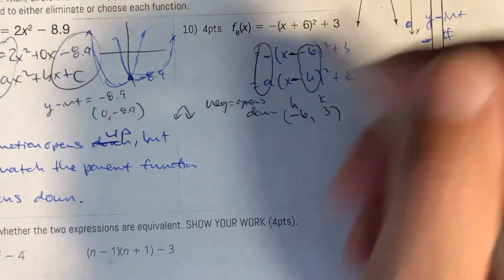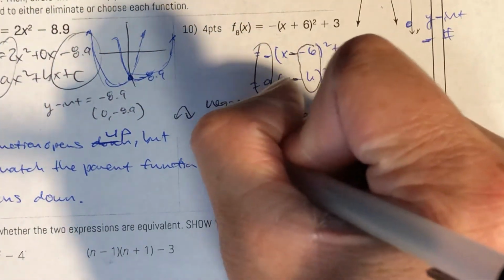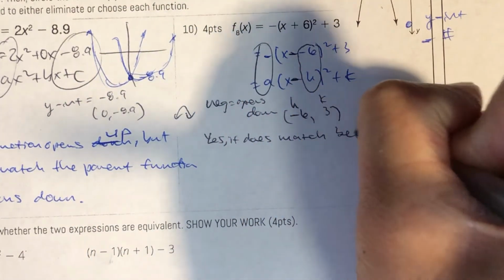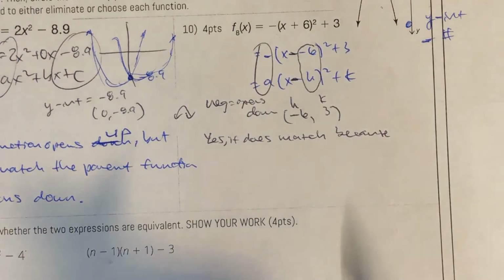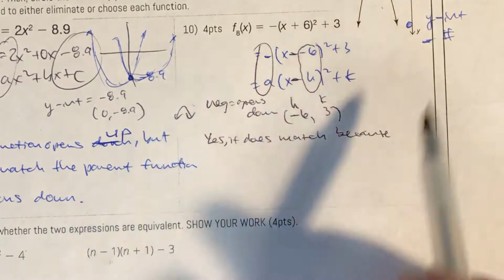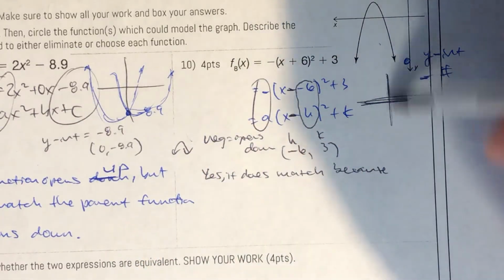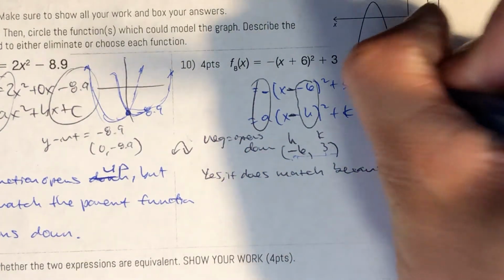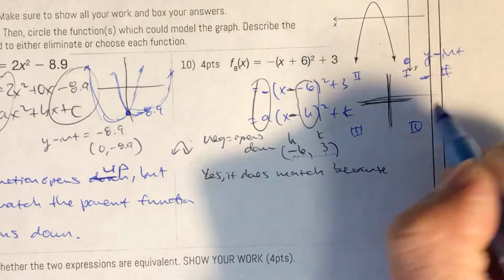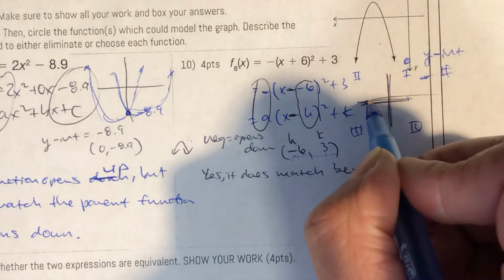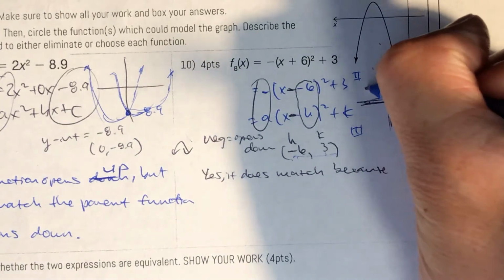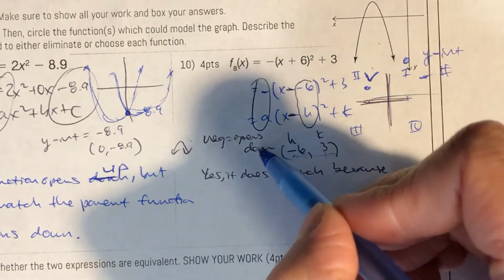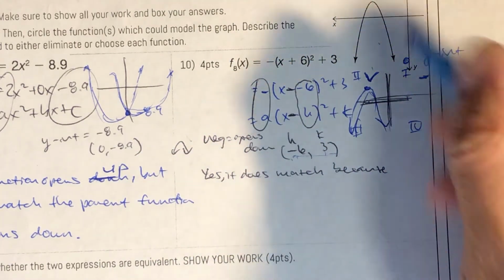So, does this graph match? Yes. Does match because we didn't graph it, so let's graph this one. Negative 6, 3 is in quadrant 2. It just means the x values are negative and the y values are positive, so it's shifted up here. So that's my vertex. That's what HK stands for. V for vertex, and it opens down. Does that match your graph? Yes, it matches.